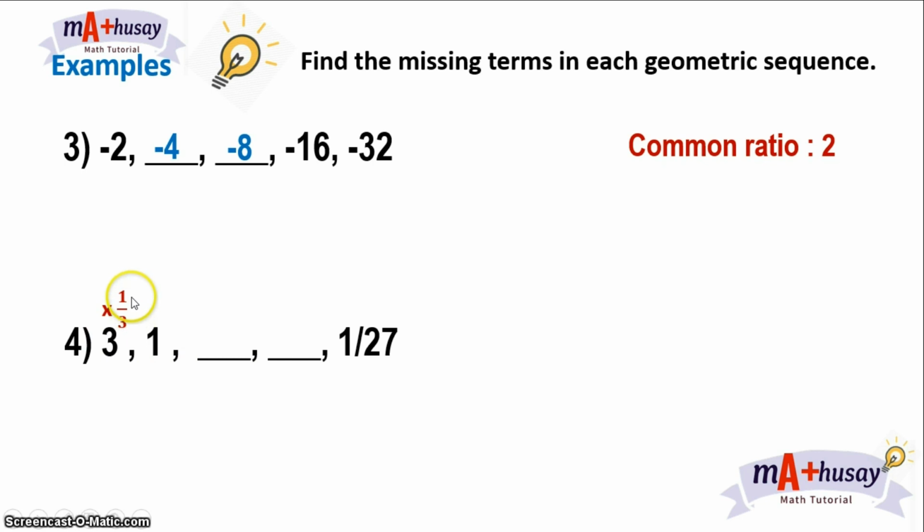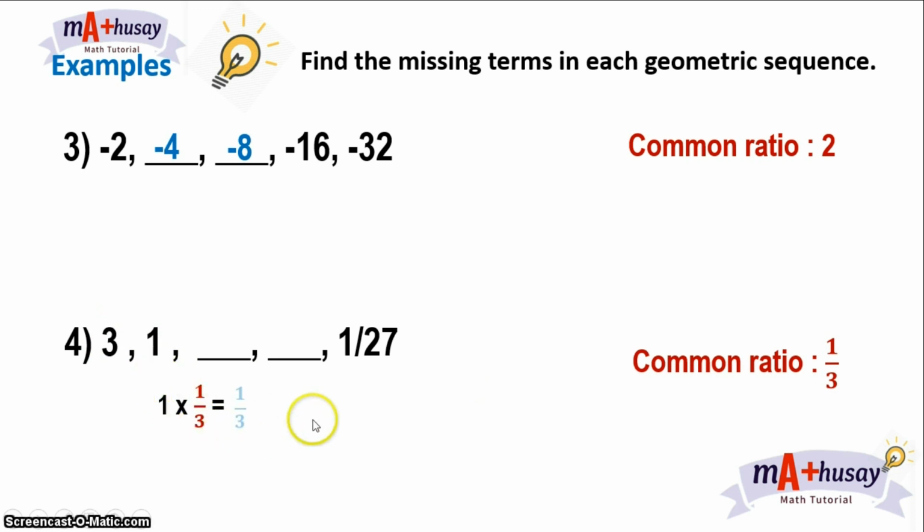Because if your common ratio is 1/3, diba? 1/3 times 3, that's 1. So we know that the common ratio is 1/3. Now from here, we have 1 times 1/3, that will still be 1/3, right? Now, from 1/3 times 1/3, that's 1/9. So from 1/9 times 1/3, that will give you 1/27. So in this geometric sequence, the missing terms are 1/3 and 1/9.